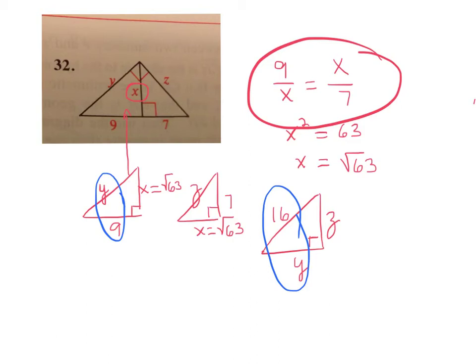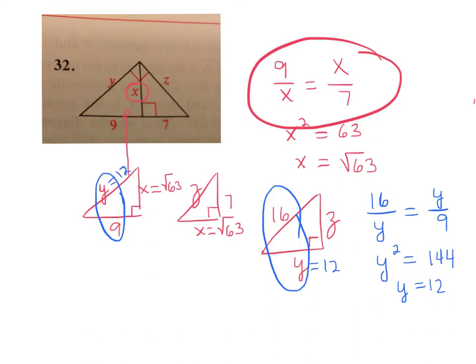I'm going to write that as 16 over y equals y over 9. So you're going to do that and you're going to solve. So y squared equals 144, and so your y equals 12. And now you can write that into your triangles as well so that you have that there.